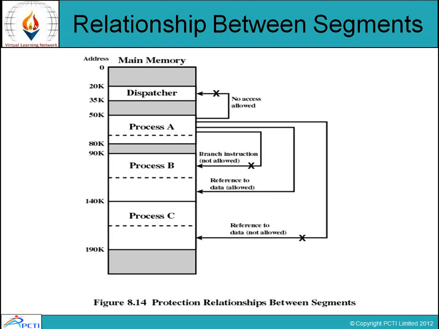How do we relate different segments of different processes? This diagram shows a block of main memory which contains process A, process B and process C, which are occupying different memory spaces. If process A tries to reference the process B memory space, then it is not allowed and is blocked.